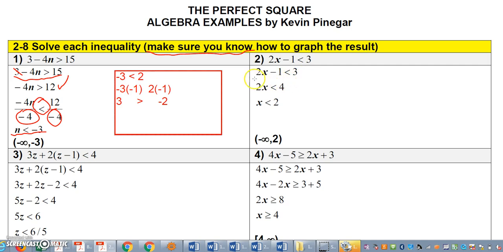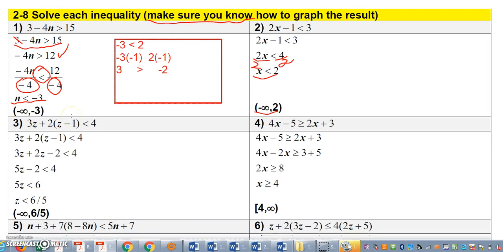Okay, now this one, here on this one, I can add 1 to both sides. So if I add 1 to the left, it'll cancel the negative 1. And then add 1 to 3, you get 4. So I get 2x is less than 4. Now here, I just did this in my head where I divided both sides by 2. So if you divide both sides by 2, and since 2 is a positive number, it's not going to change the inequality. So 2x divided by 2 is x, and 4 divided by 2 is 2. So this is just x is less than 2. And that would be, in interval notation, negative infinity to 2.